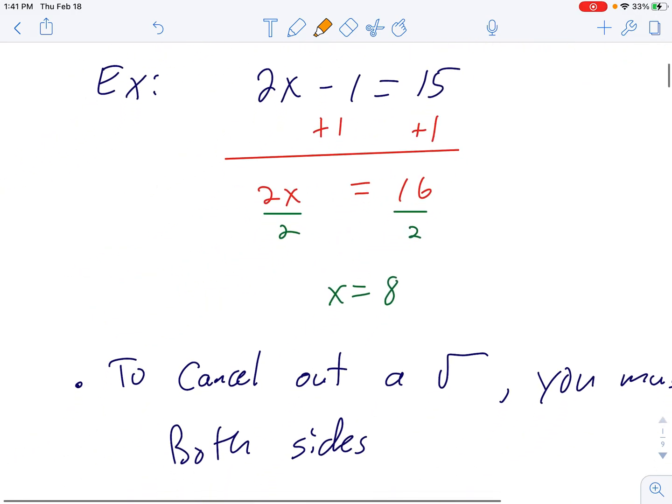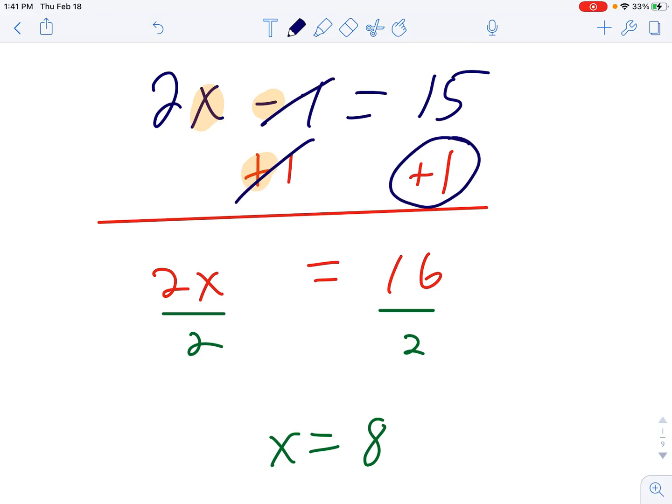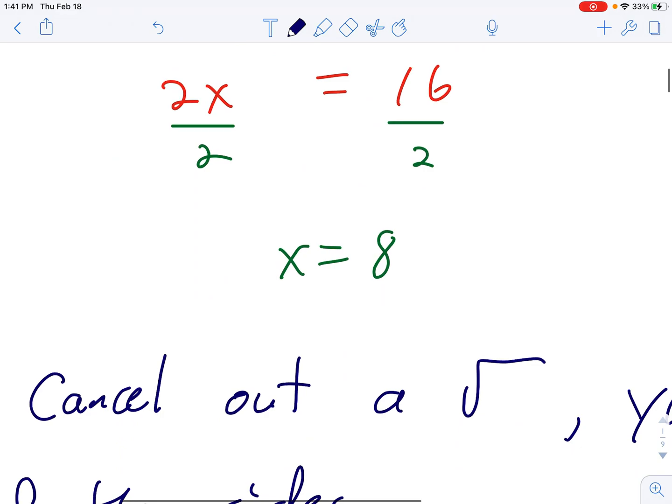So here's a real basic example, not Algebra 2 level at all, very basic. Starting with 2x minus 1 equals 15. Our goal, of course, is to isolate the variable. Under the minus 1, we do plus 1 because those are opposites or inverses. They cancel each other out. But you also do plus 1 to the other side. That's where the 16 comes from.